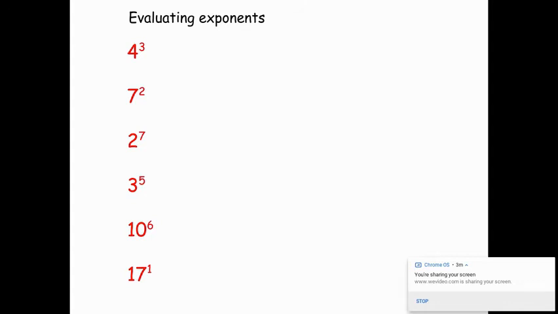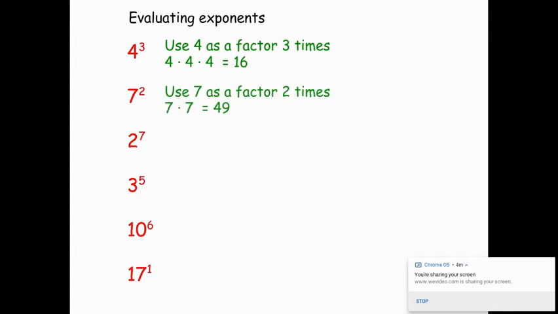Okay, hopefully this is fresh in your mind and you remember this. Let's try some of these problems. 4 to the 3rd power. 7 to the 2nd power. Use 7 as the factor 2 times. So that's 7 times 7. 2 to the 7th power. So 2 is the factor 7 times. 3 to the 5th power. You're going to use 3 as the factor 5 times. 3 times 3 times 3 times 3 times 3.